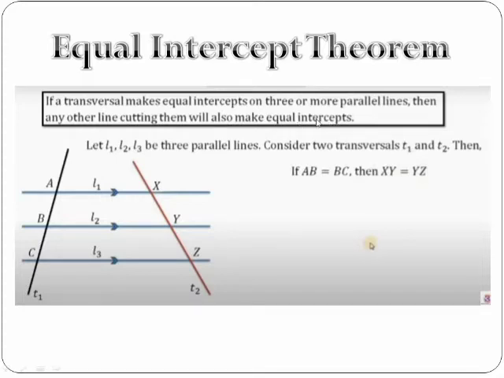That's the statement. Now here I am taking 3 parallel lines L1, L2, L3, okay, and there is a transversal which is making equal intercept, that is AB is equal to BC. Now if you take any other transversal and cut the very same 3 parallel lines, then the intercepts made here are XY and YZ. As per equal intercept theorem, this XY and YZ must be equal. Okay, so this is all about your intercept theorem.